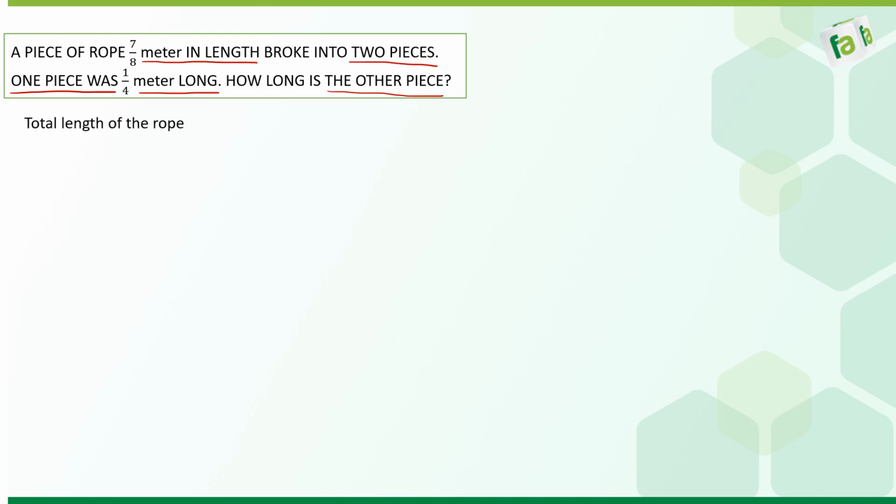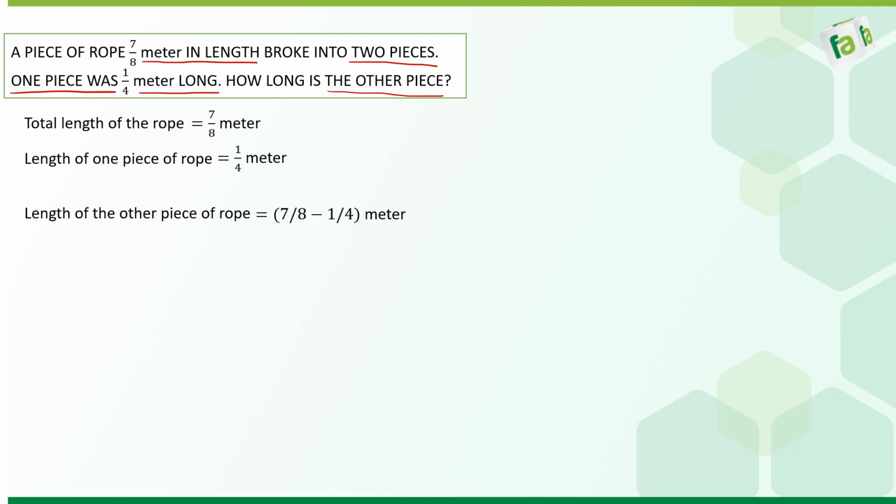What is the total length of the rope? Correct, it is 7 by 8 meter. And what is the length of one piece of rope? Yes, it is 1 by 4 meter. To know the length of the other piece of rope, what will we have to do? Yes, we need to subtract the two fractions.